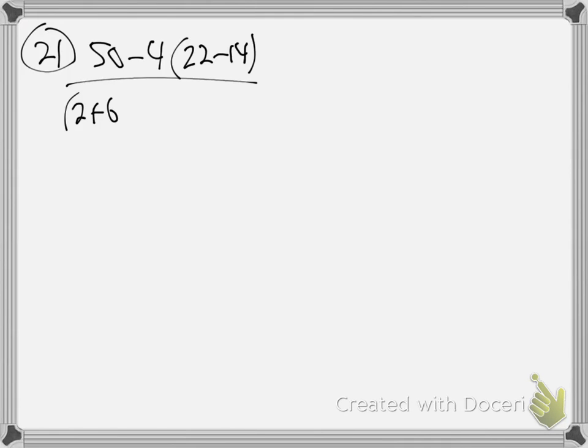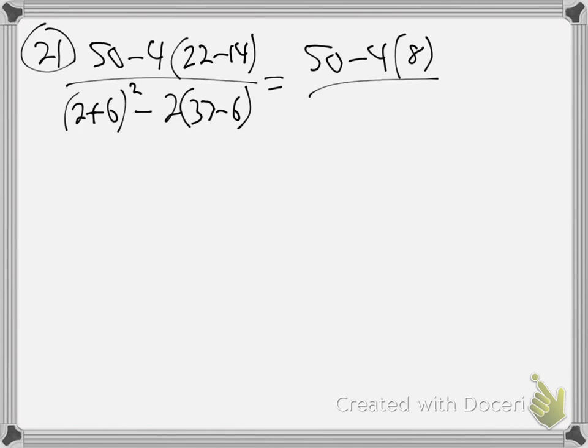Number 20. Five more. 21. So this is just numbers, huh? 4 times 22 minus 14 over 2 plus 6 squared minus 2 times 37 minus 6. So this is just work out the numbers. Where do we start? You know, parentheses. So that'd be 50 minus 4. What's that? 6, 7, 8. 8 there. This is 8 squared. This is what? 31. So I did the parentheses first.